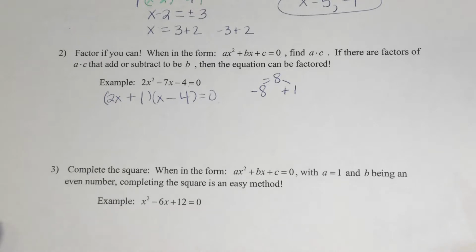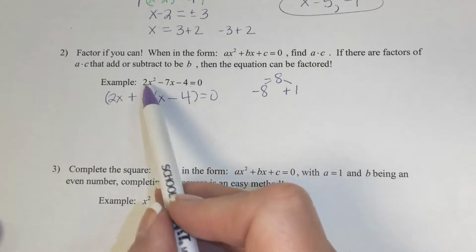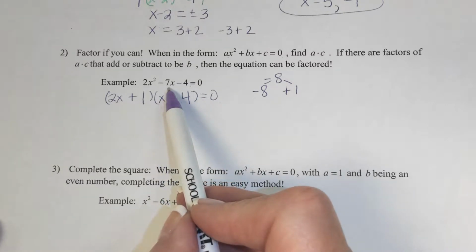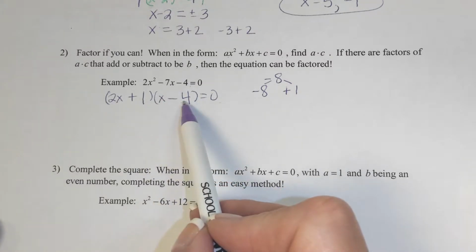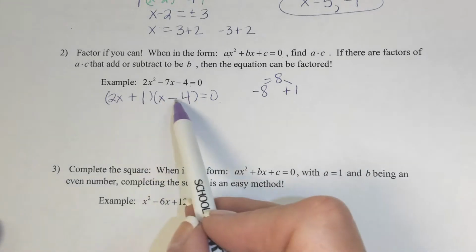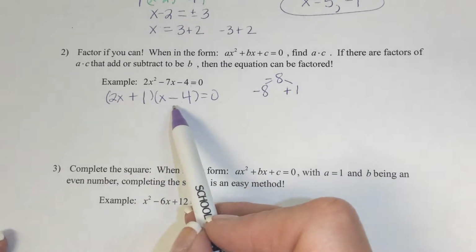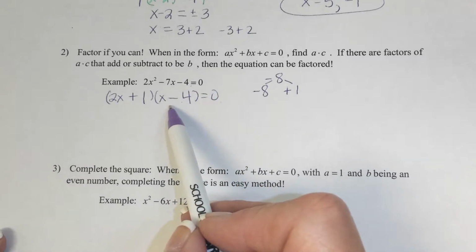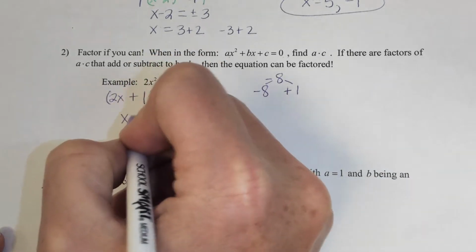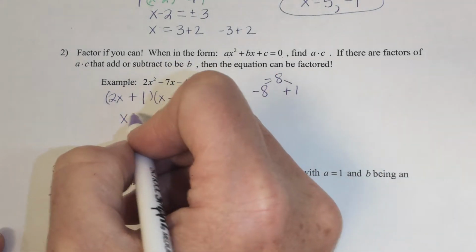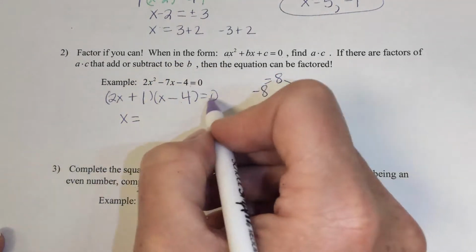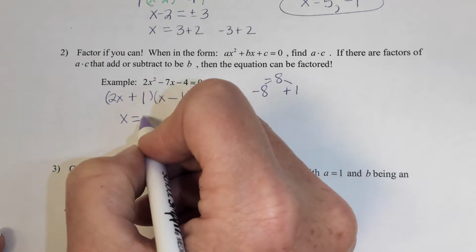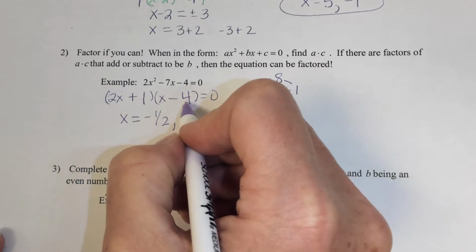Before you solve this, you're going to want to check. That's 2x squared, that's good. That's negative 8x plus 1x, that's negative 7x. Positive 1 times negative 4 is going to give me negative 4, and so that works as well. And so what are our solutions going to be then? Take this over and divide. What do you get? Negative 1/2, and what else?